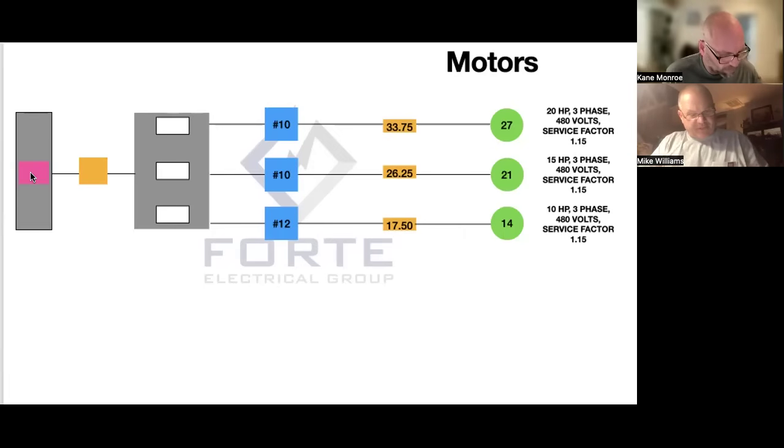Combined overcurrent protection, 430.62. Let me get in there. It should be motor feeder short circuit and ground fault protection, 430.62, rating or setting motor load.